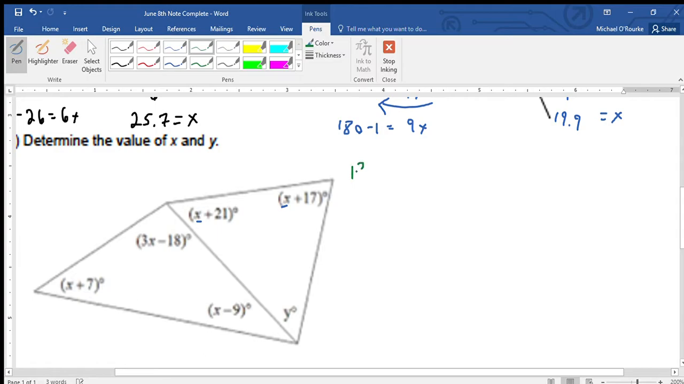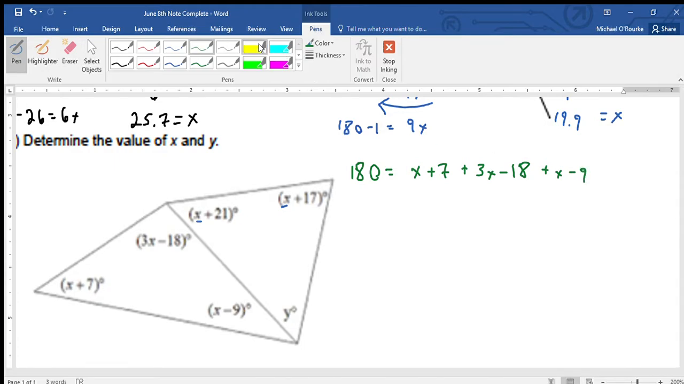So we know 180 degrees is in a triangle, and that equals all three angles added up. So we're just going to add up our three angles, but in this case they are not numbers, but small equations. But we can just add them up and go from there. So let's identify our like terms.